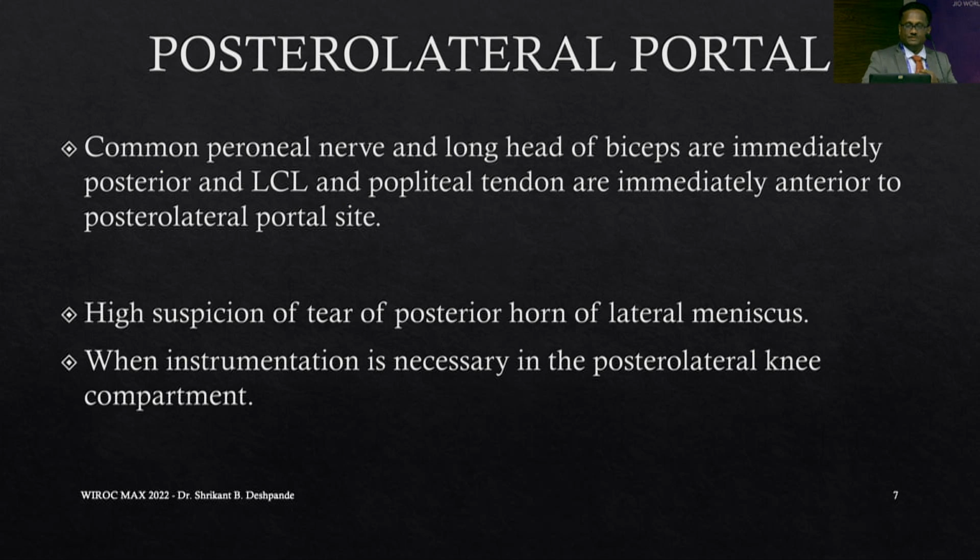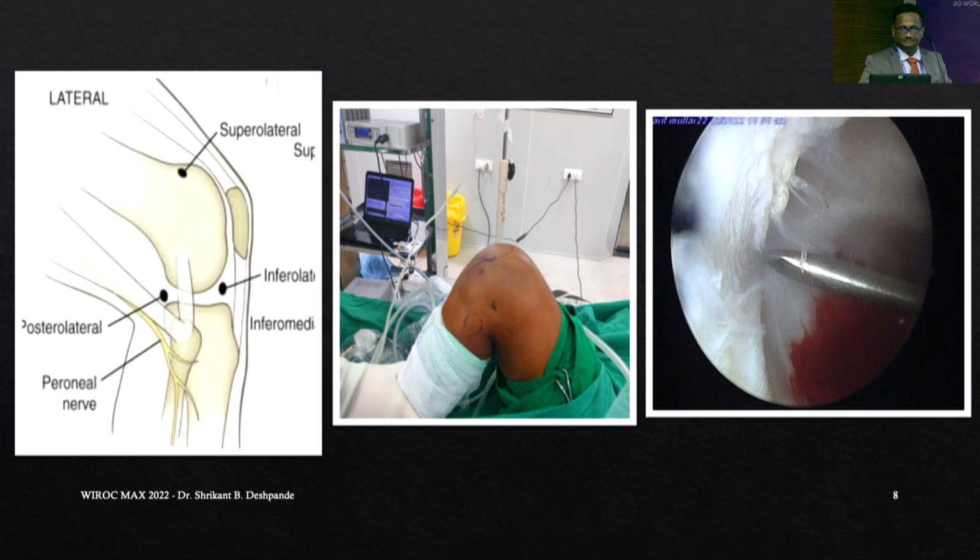For the posterolateral portal, the common peroneal nerve along with the long head of biceps is immediately posterior to that. Whenever you have a high suspicion of a posterior horn of medial meniscus or lateral meniscus tear, you have to take this portal, because there is a septum in between, and that tear you cannot visualize from the posteromedial portal. So the posterolateral portal is taken like this, anterior to the biceps tendon.